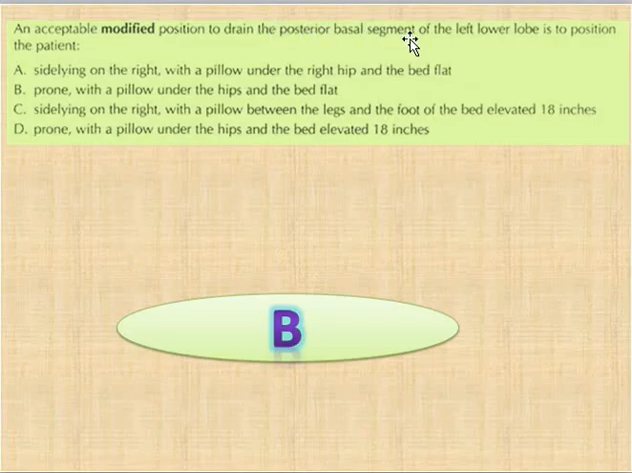An acceptable modified positioning today in the posterior basal segment of the left lower lobe is to position the patient. Option A is side lying on the right with the pillow on the right hip. B is prone with the pillow under the hips and bed flat. C is side lying on the right with the pillow between the legs and foot of the bed elevated 18 inches. And D option is prone with the pillow under the hips and bed elevated 18 inches. And the correct option is B, prone with the pillow under the hips and bed flat.